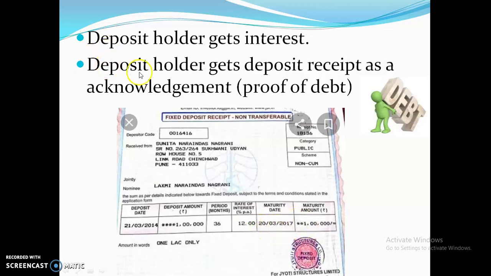So the deposit holder gets a deposit receipt as an acknowledgement. Acknowledgement means proof. It is proof that you have given your deposit money. I feel you have understood by seeing the receipt that when you give your deposit to the company, the company gives you this type of receipt. This receipt is called a deposit receipt.